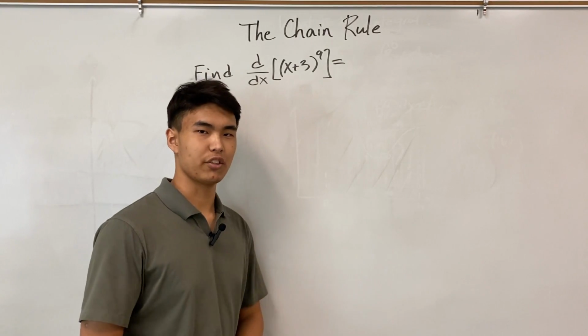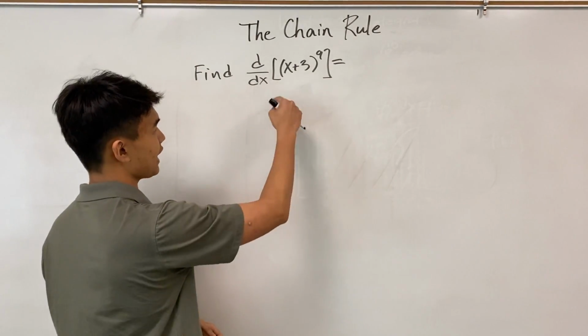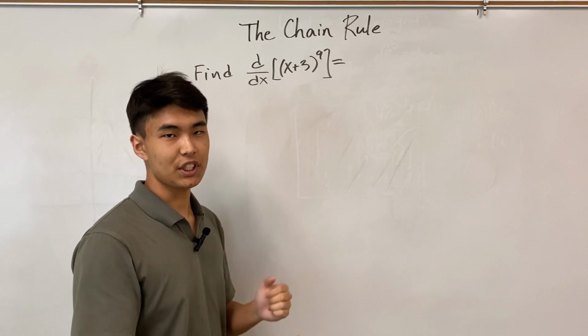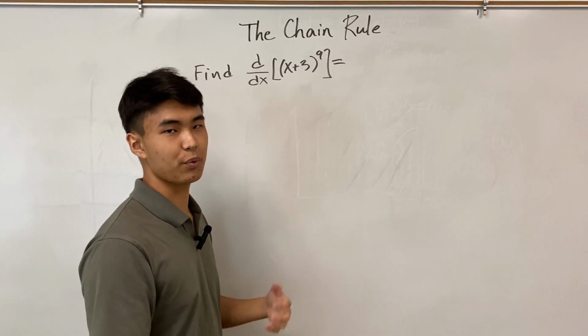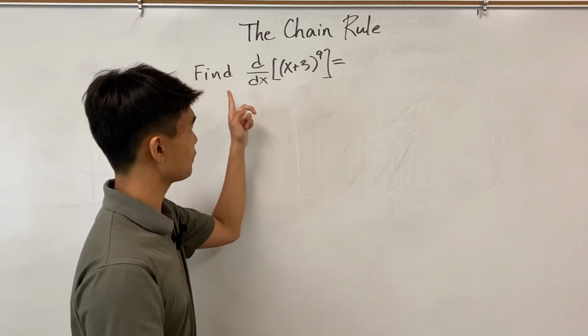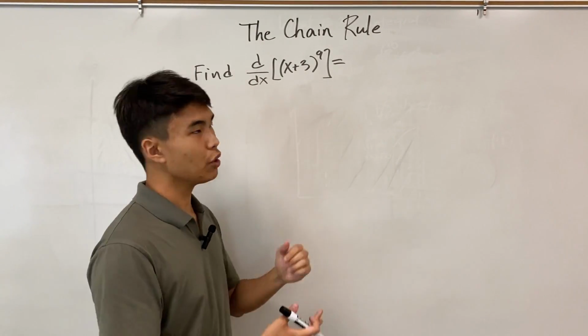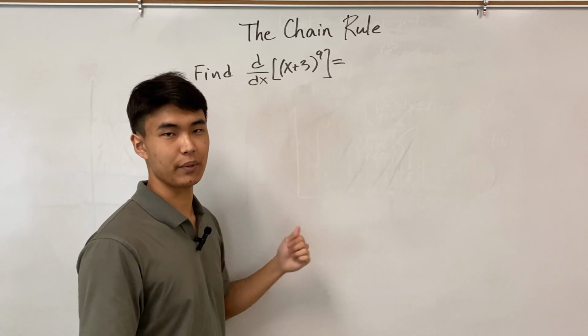Today we're going to talk about the chain rule. Let's say you want to find the derivative of (x + 3)^9. Your first thought might be the power rule, but since there's a plus 3 here, we can't actually use it. If we really want to use the power rule, what we could do is expand this and differentiate term by term. Nobody wants to go and expand this, and there's an easier way to find this derivative.